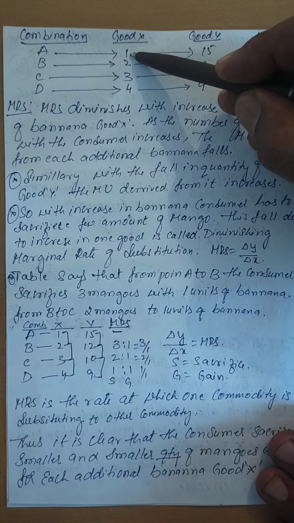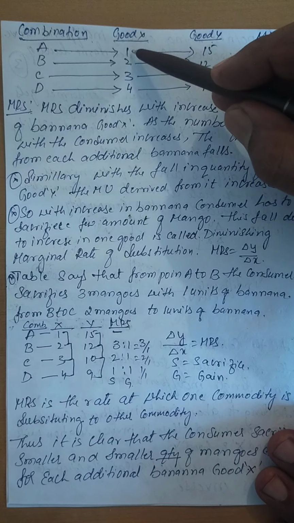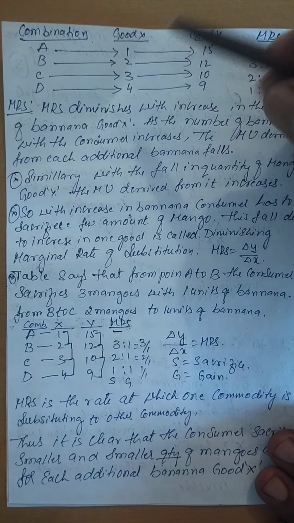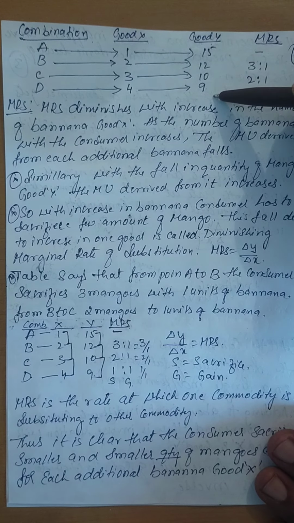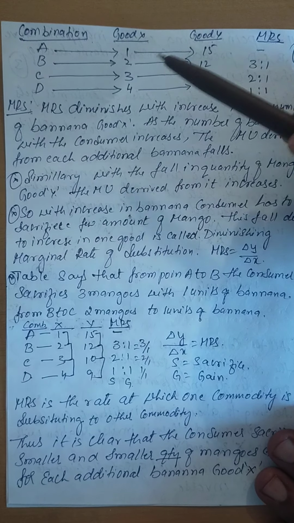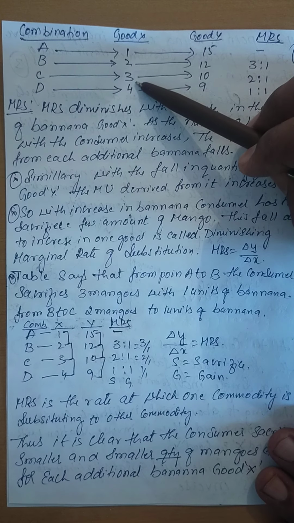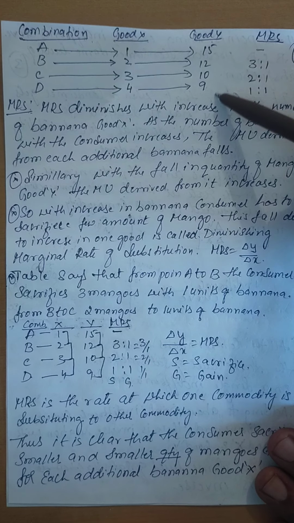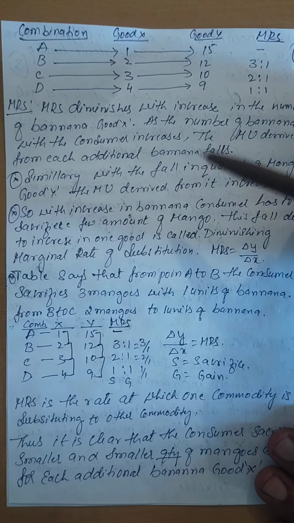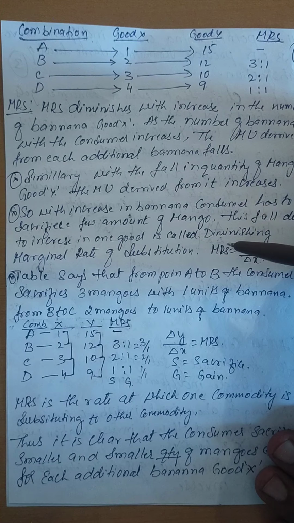See, here this is banana and this is mango, and here it is increasing and here it is decreasing. That is what MRS says. As and when there is an increase of one good and a sacrifice of another good, we call it MRS. That we have seen: delta y divided by delta x.